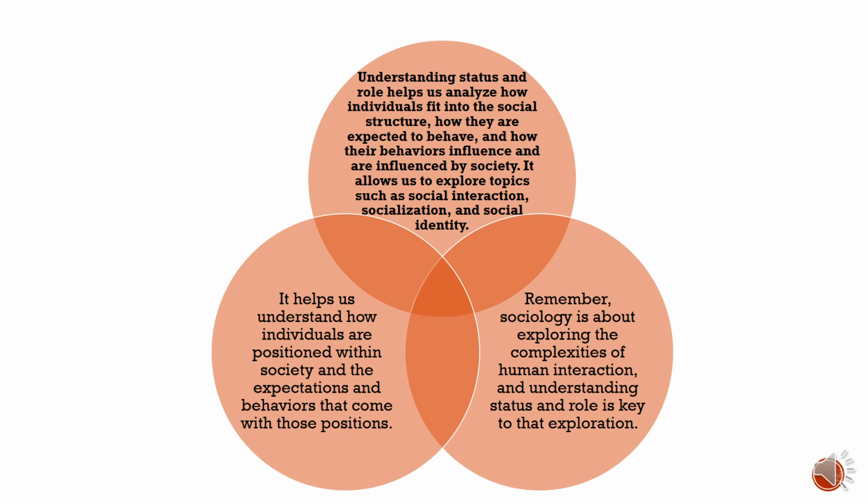Finally, to conclude, understanding status and role helps us analyze how individuals fit into the social structure and how they are expected to behave and how their behaviors influence and are influenced by society. It allows us to explore topics such as social interaction, socialization, and social identity. It also helps us understand how individuals are positioned within society and the expectations and behaviors that come with those positions. Remember friends, sociology is about exploring the complexity of human interactions, and understanding status and role is key to that exploration.